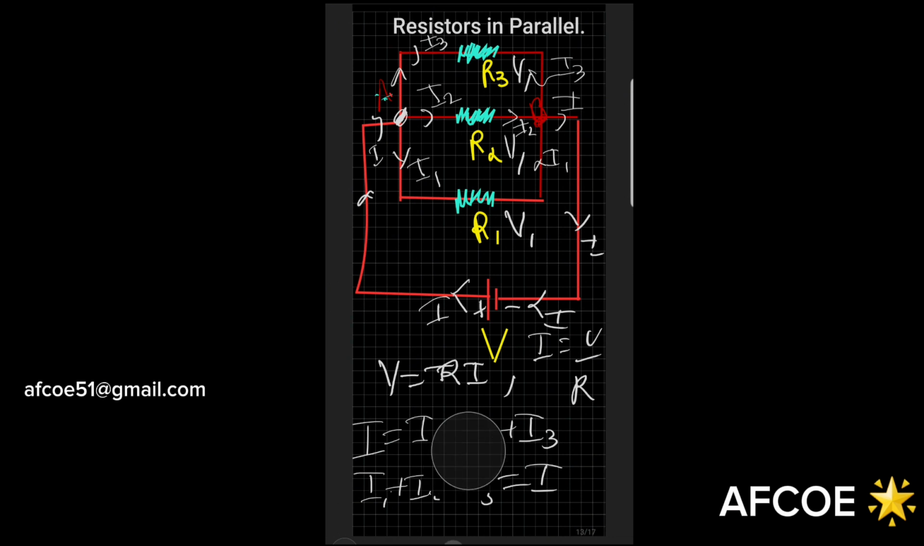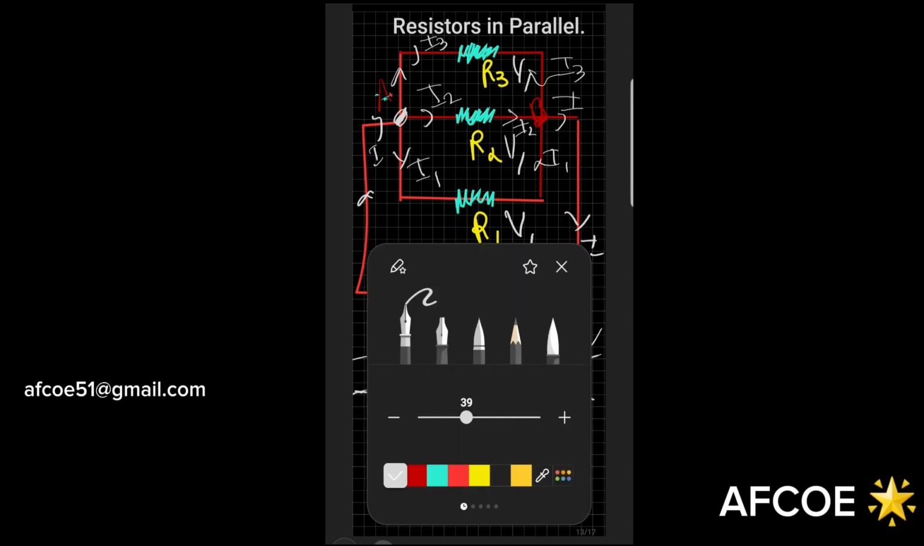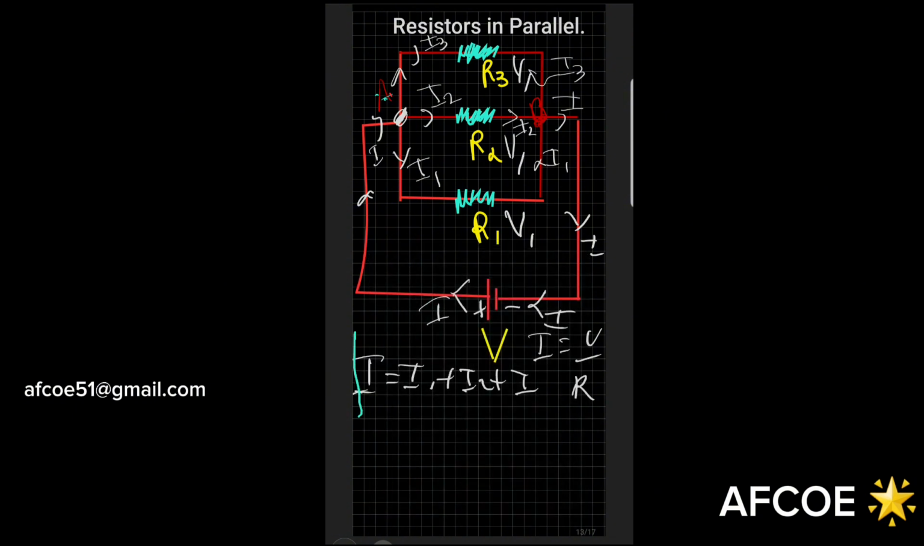So after that, we can now say that we have the relationship that I is equal to I1 plus I2 plus I3, and I can go ahead and box this equation. Very important for resistors in parallel. Very, very important. So this is the formula. You have to master it, please.